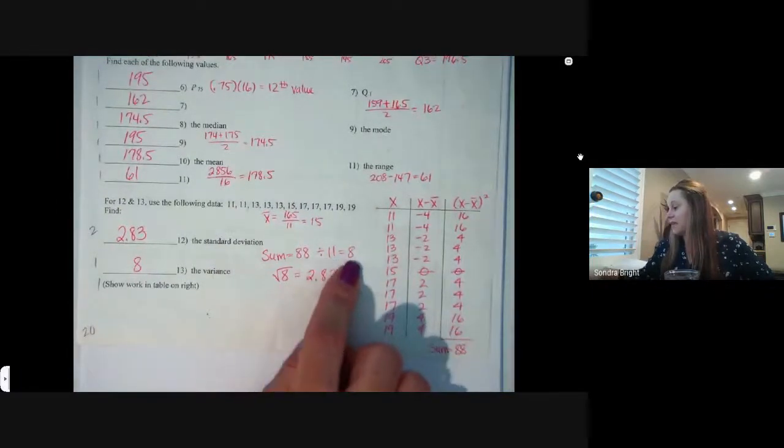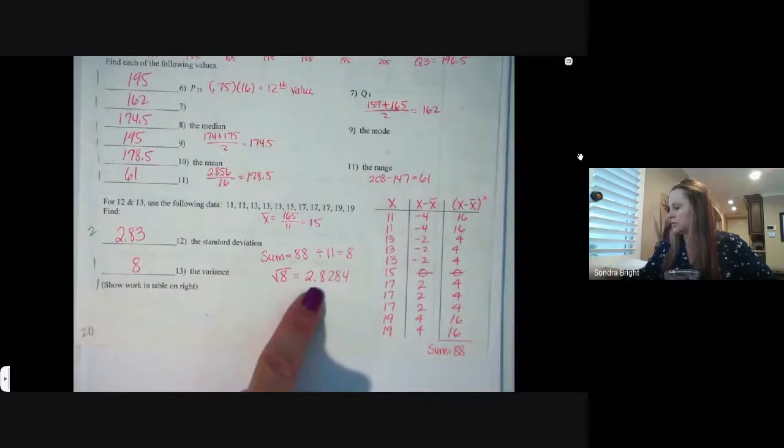And then the standard deviation is the square root of the variance, which will give you 2.8284, and I went to 2 decimal places, so 2.83.